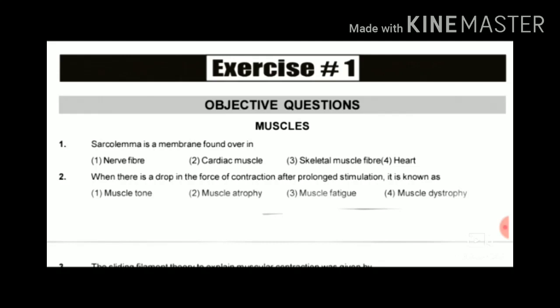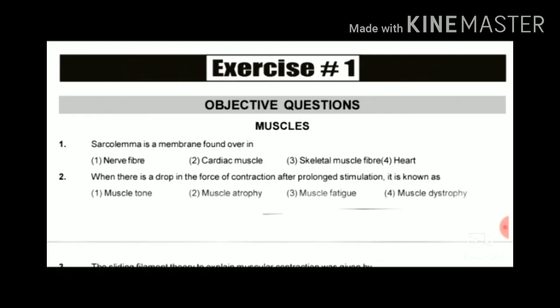Next is question number 2. When there is a drop in the force of a contraction after prolonged stimulation, it is known as number 1, muscle tone, number 2, muscle atrophy, number 3, muscle fatigue, and number 4, muscle dystrophy.